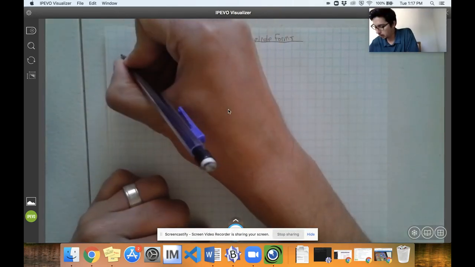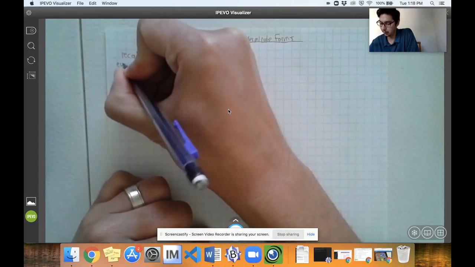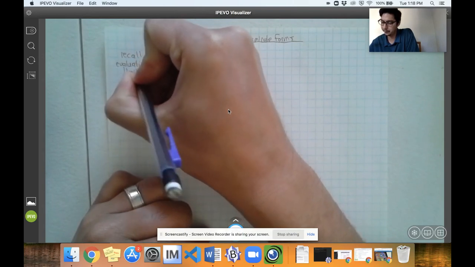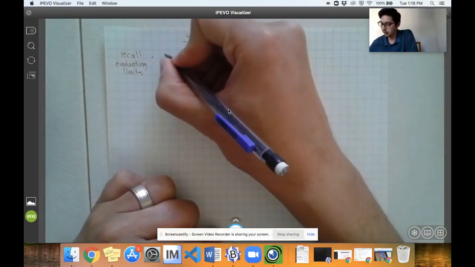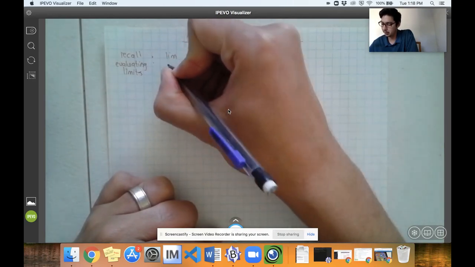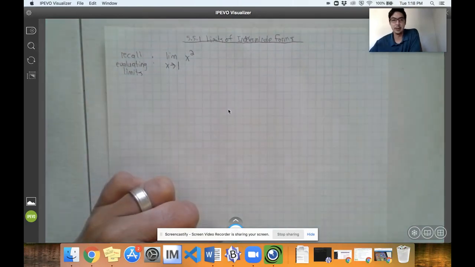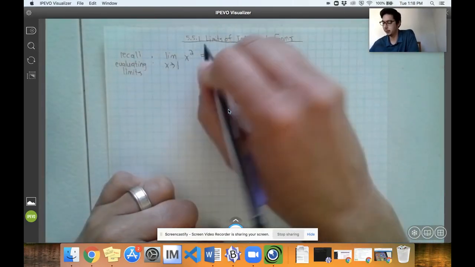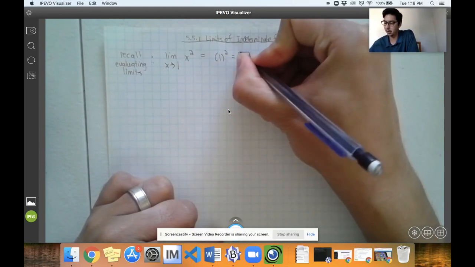Now let's recall how to evaluate limits first. So recall, evaluating limits before I get into this new topic. Say, for example, you had the problem, the limit as x approaches 1 of x squared. Now we can do that simply by just plugging in 1. And if you plug in 1, we would get that the answer is 1.